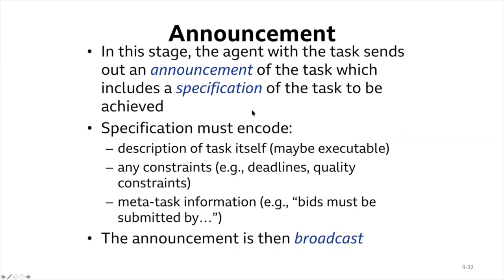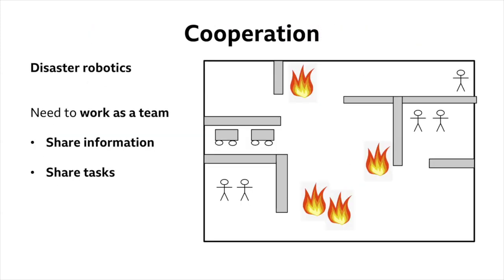So what then happens is, in this stage, the agent with the task sends out an announcement of the task, which includes a specification of the task to be achieved. So it's basically saying, I have a problem and I want help with that particular problem, right? So again, going back to our disaster recovery, this is where one of the robots who wants the stairwell cleared broadcasts out to all of the other robots saying, I have this particular problem, and this is what I want help with.